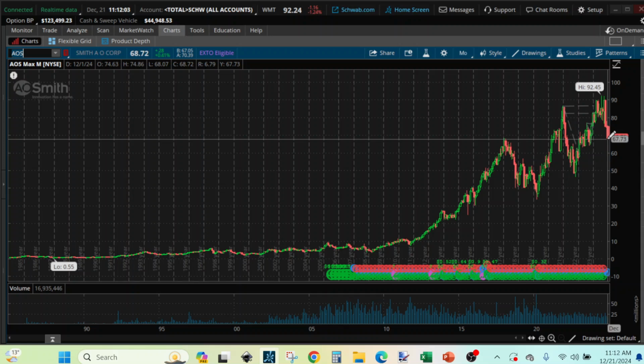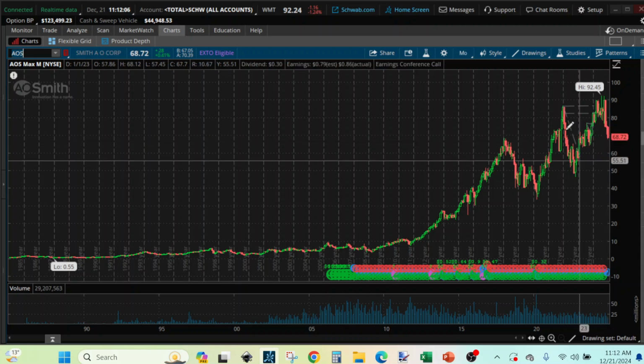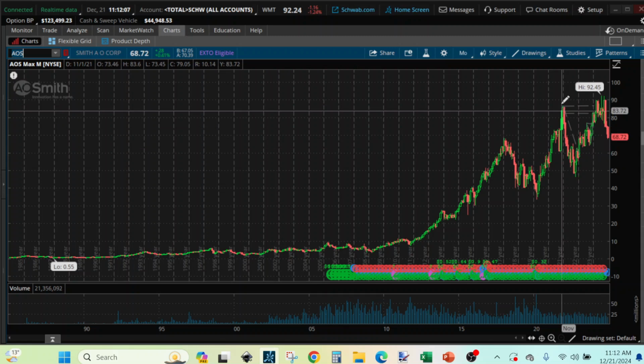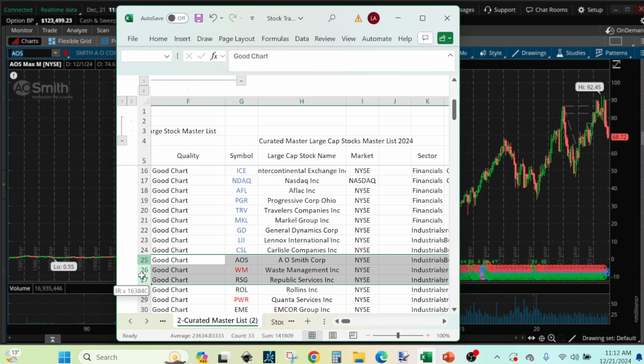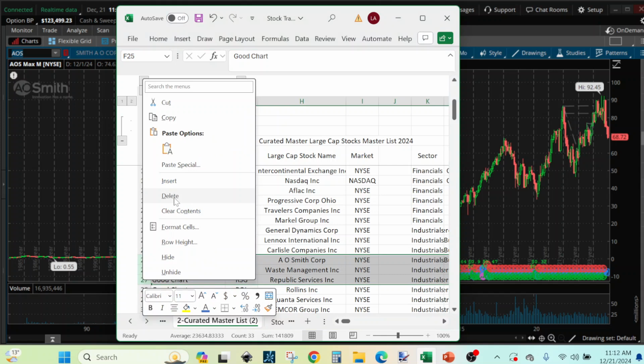AOS. So the price is here below this high. This high is another year, therefore it is out. And I'm going to take this one out for the simple reason that we analyzed it already, because it's part of our existing watch list, as well as RSG. So let's take those out.